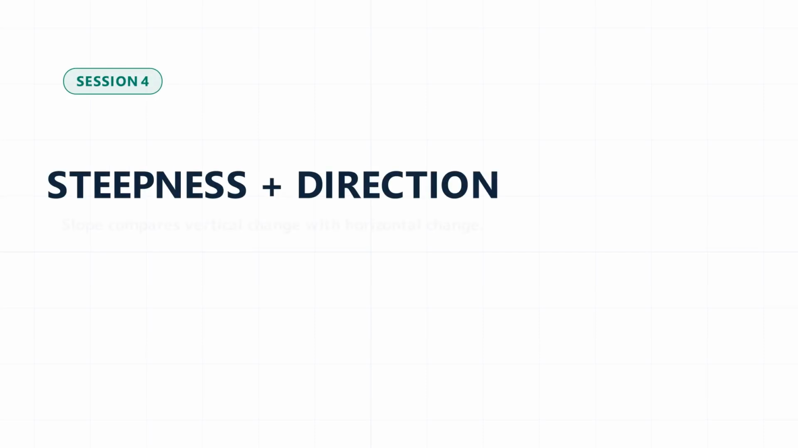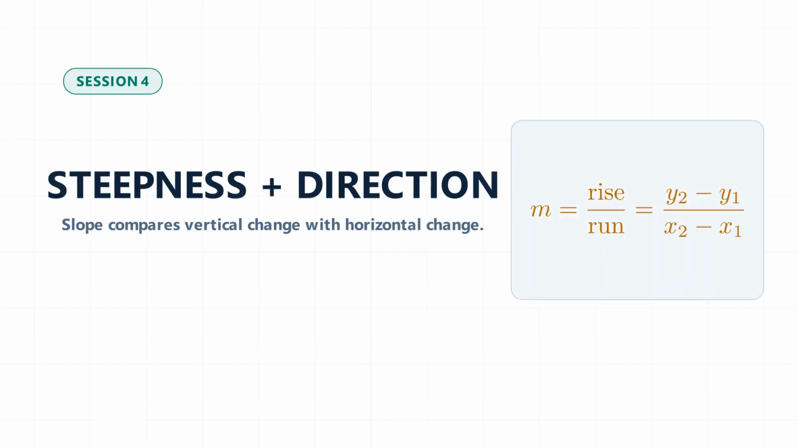Welcome to Session 4, Slope. Slope measures both steepness and direction. Instead of finding a segment's length, we compare its vertical change with its horizontal change. This ratio appears in graphs, ramps, rates, and linear models.